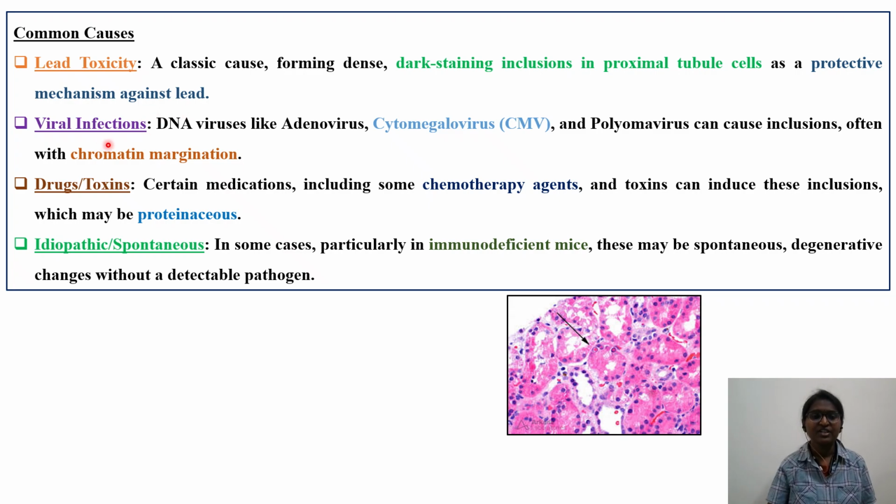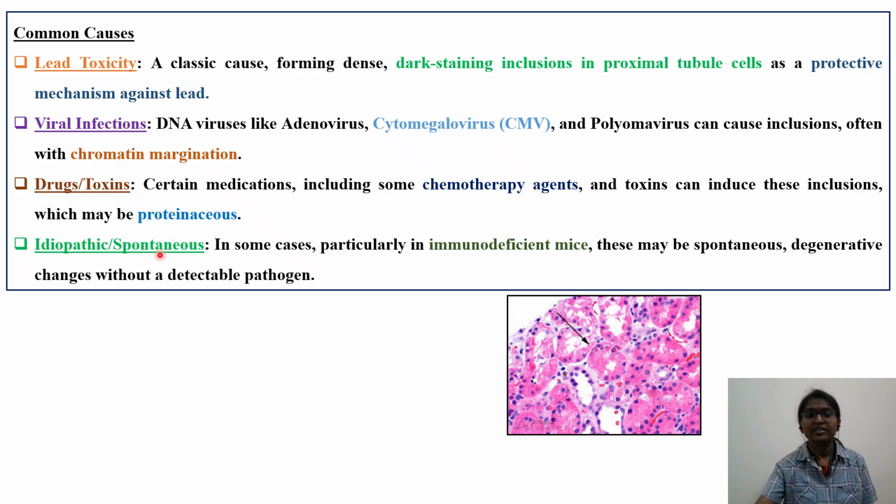Viral infections, what are those? DNA viruses like adenovirus, cytomegalovirus (CMV) and polyomavirus can cause inclusions, often with chromatin margination. Next, what are those under DIKI? Drug-induced kidney injury. Certain medications, including some chemotherapeutic agents and toxins, can induce these inclusions, which may be proteinaceous. Okay, viral protein will be formed with respect to lead. Then these kinds of deposition or inclusion bodies can be formed in the PCT.